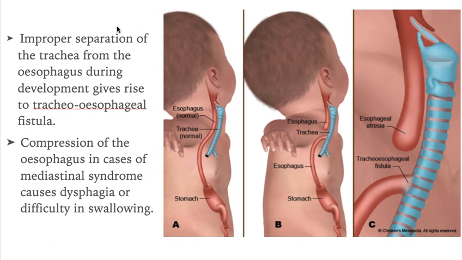Improper separation of the trachea from the esophagus during development gives rise to a tracheoesophageal fistula, as you can see over here. Compression of the esophagus in cases of mediastinal syndrome causes dysphagia, or difficulty in swallowing.